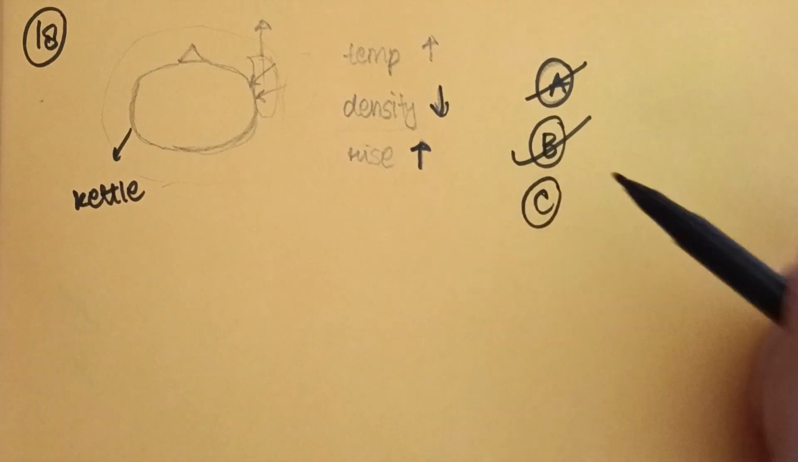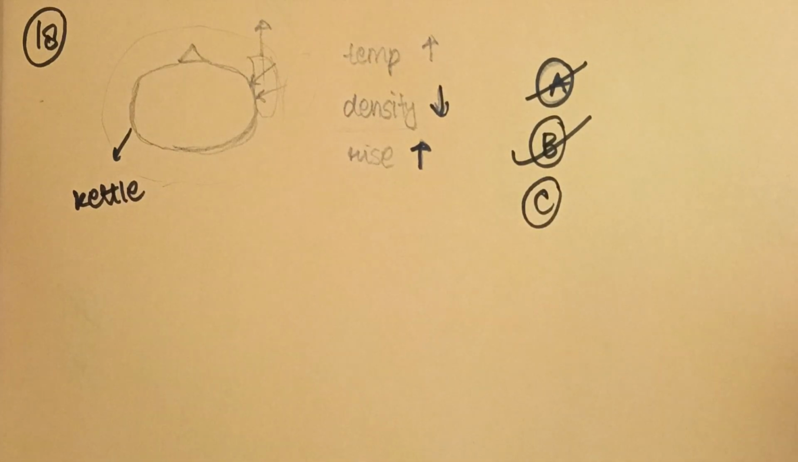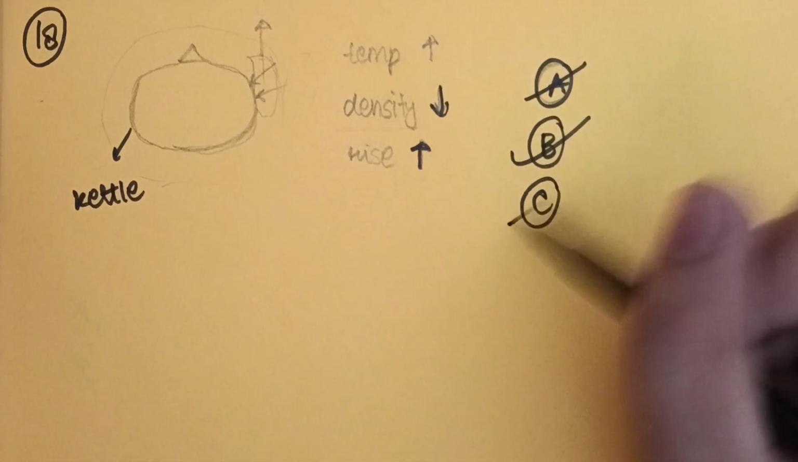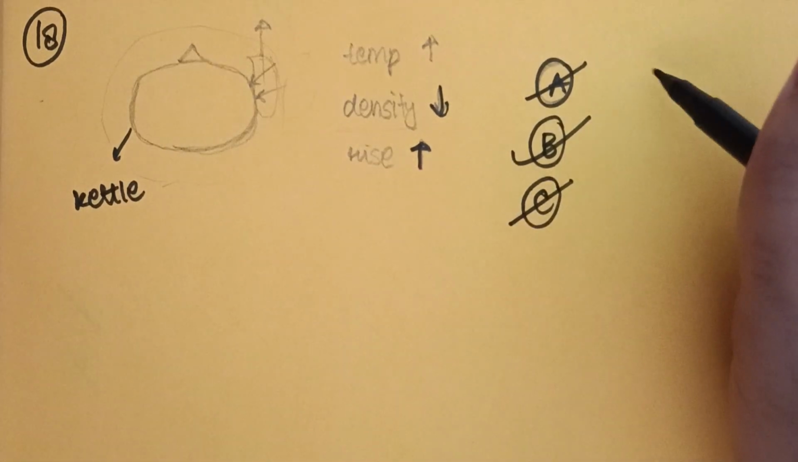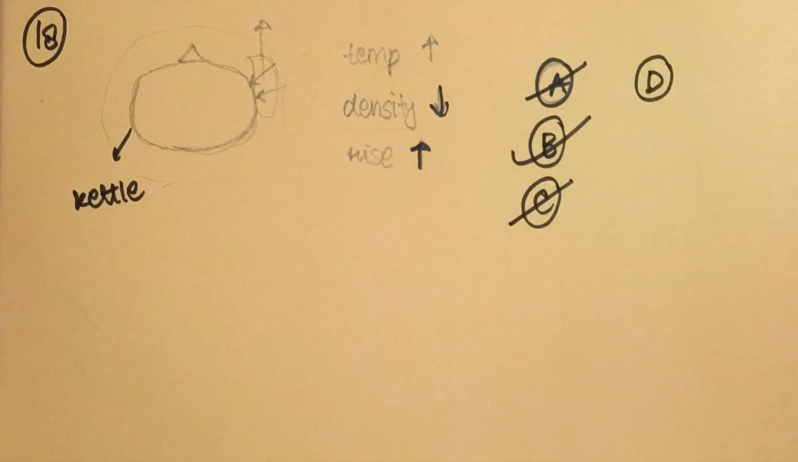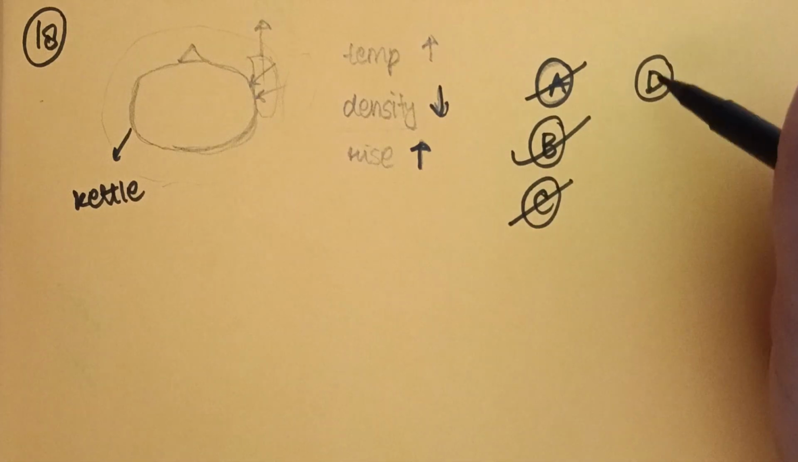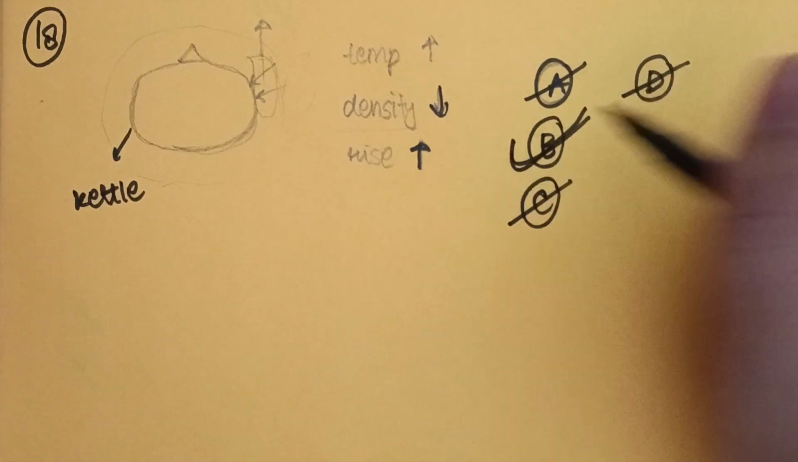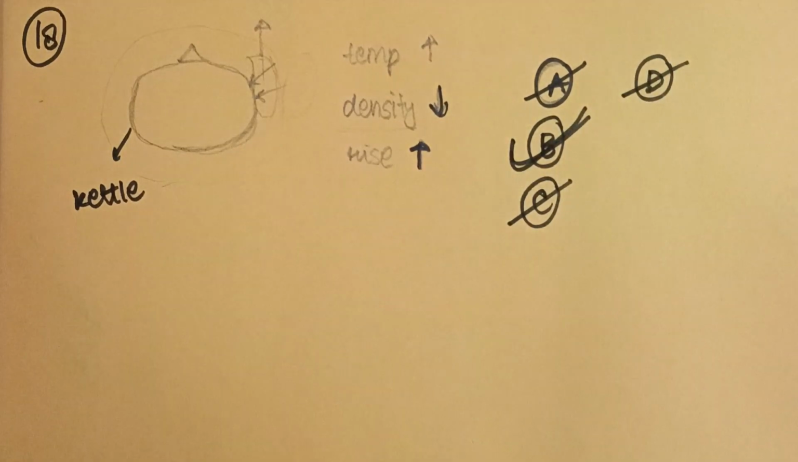Let's see option C. The density of air increases and air falls. This is again wrong because the density actually decreases. Option D. The density of the air increases and air rises. Again wrong because density actually decreases. So we have found our correct option, which is option B.